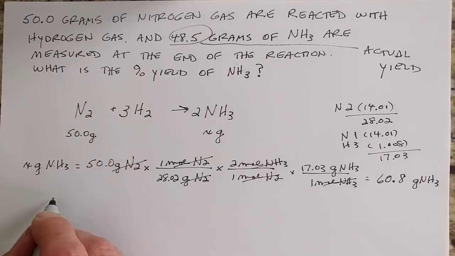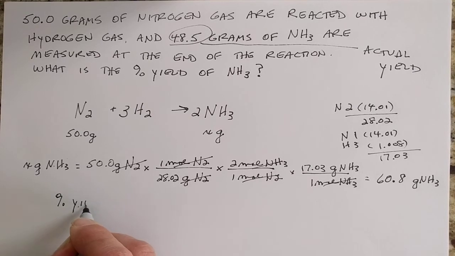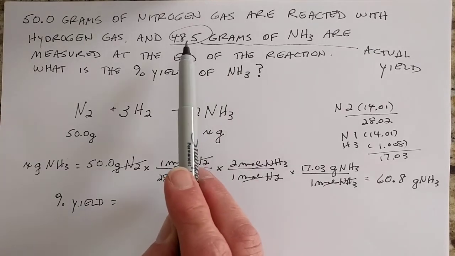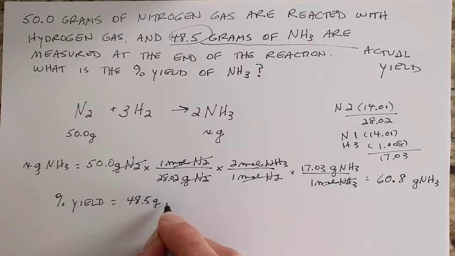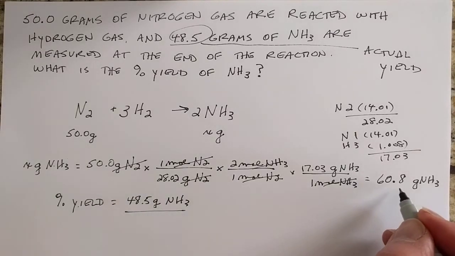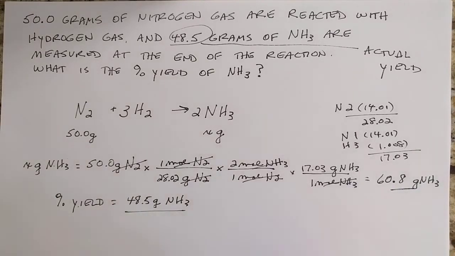All right, so now we're going to do our percent yield calculation. So this is the grams of the NH3 that we actually got, so 48.5 grams. And this is of our product divided by our theoretical yield, the grams that we would get if everything was perfect, 60.8 grams of NH3, times 100. Okay, so let's see what we get.